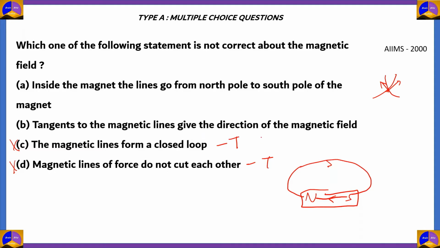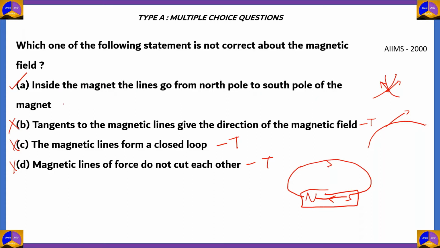What about option B? Tangents to the magnetic lines give the direction of the magnetic field. Well, magnetic lines are curved, so in order to give their direction, we need to find a tangent. So option B, the statement is right, which makes the option incorrect. Therefore, the only option which is right, the right answer, is: inside the magnet, the lines go from north pole to south pole of the magnet.